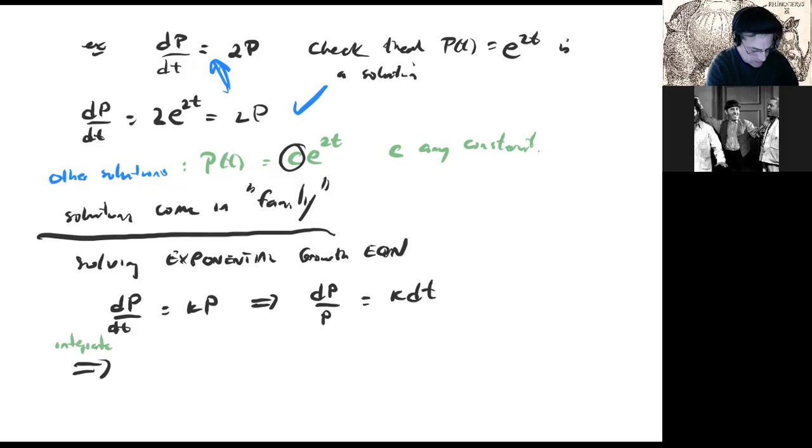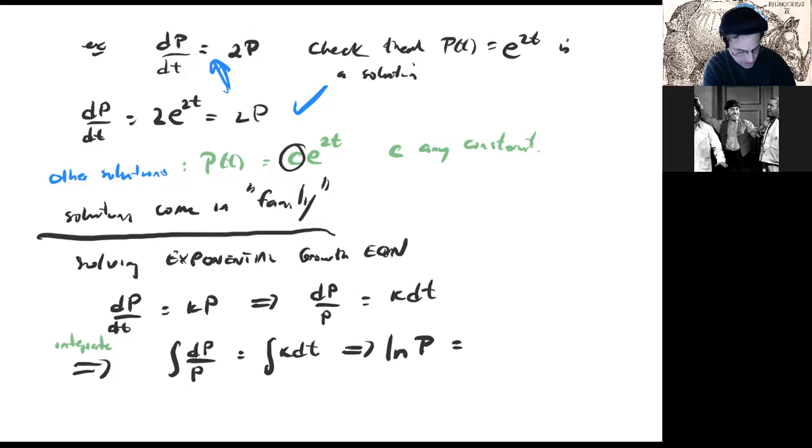And what does that give us? The integral of dp over p is equal to the integral of k dt. The integral of the left side is ln, and I don't have to put an absolute value in here because we're interpreting p as population. Population is never negative. So ln of p is equal to the constant times t plus, say, c.